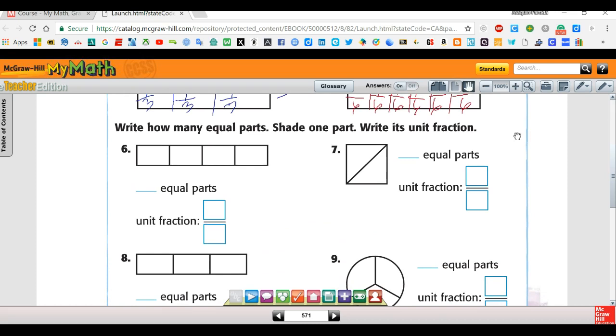Okay. So for number 6, how many equal parts do I have? 4. I have 4 of them. Okay. And what's the unit fraction? Each one of those is how much? 1/4. Well, there's 4 altogether, and each one of these represents 1/4. So obviously it would be 1/4 here, 1/4 here, 1/4 here, and then 1/4 here. Okay. Number 7, how many equal parts do I have? 2.